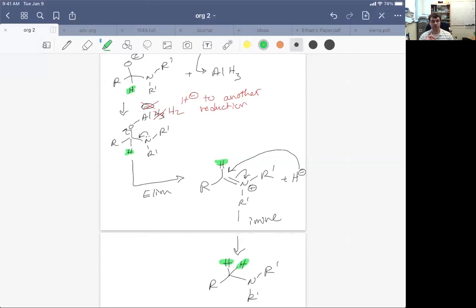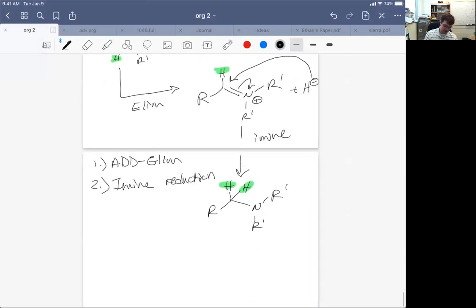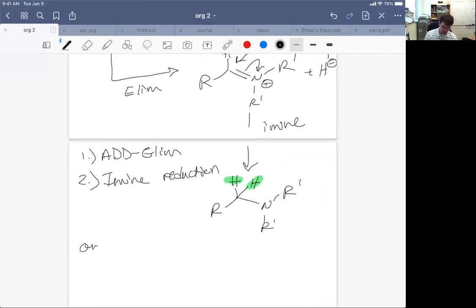It's just that the process involves first an addition elimination to make an imine, and then the imine gets reduced, or aminium species. So we start with addition elimination, and then the second step we do imine reduction. Imine reduction is quite common. We did that for reductive amination, we talked about that previously. But this is overall an unusual process.